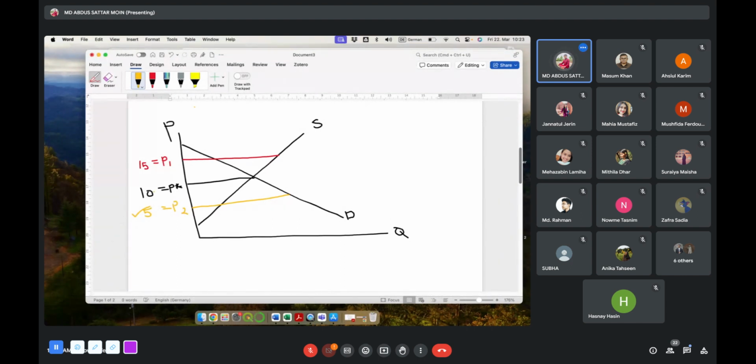Why? Because if they follow the equilibrium price, which is higher than the ceiling price, then they are going to violate the rule. So then there will be a punishment. So that's why everyone has to follow this given price ceiling, which is 5, and that's why it will become a binding price ceiling.